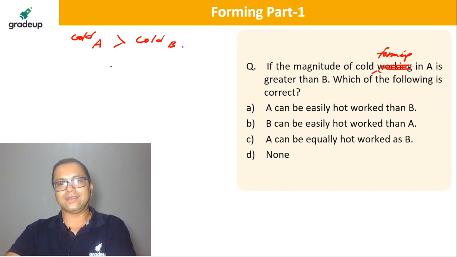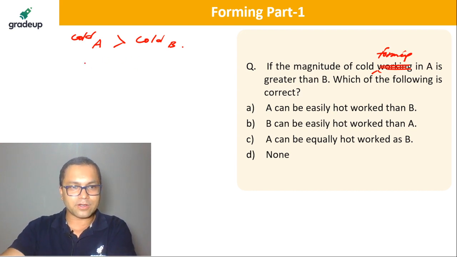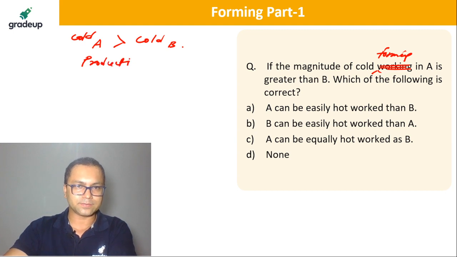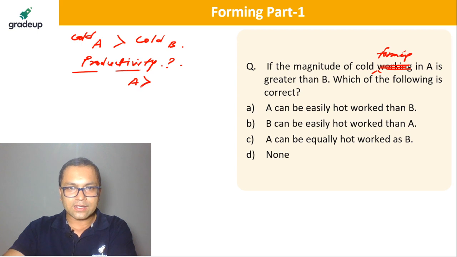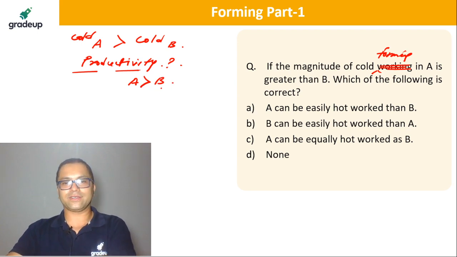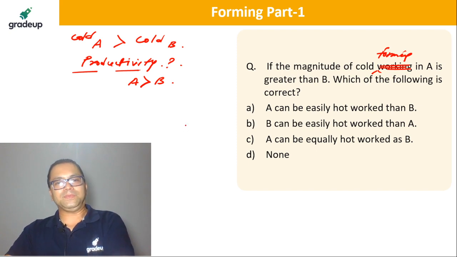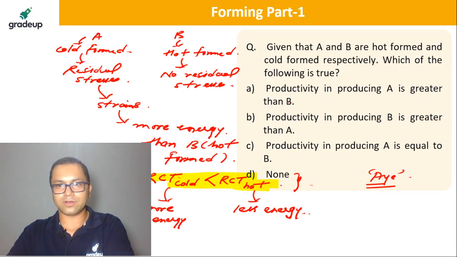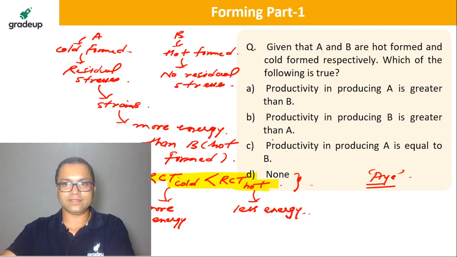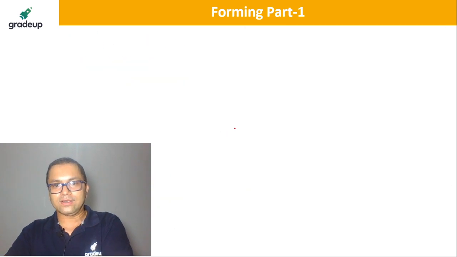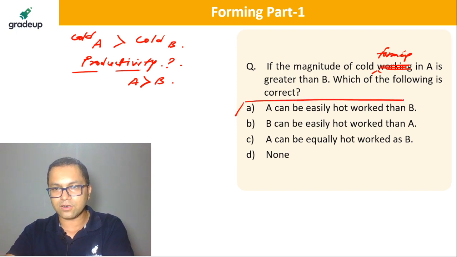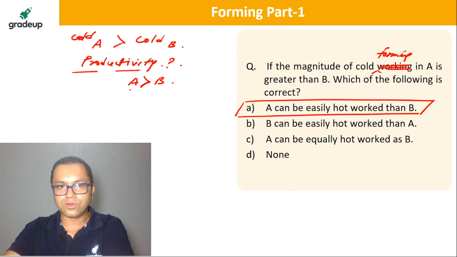Now we are talking about easily hot worked, which means we are talking about productivity. Is the productivity of A greater than B? And productivity depends upon what? We talked about it, right, guys? The productivity of cold form is greater. So going by the same concept, A can be easily hot worked than B, because A has more energy, right?